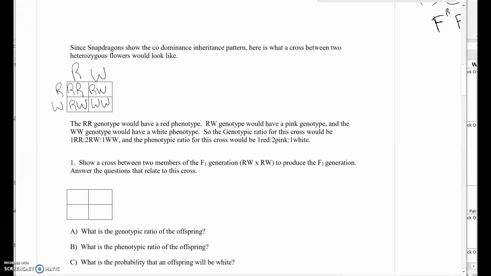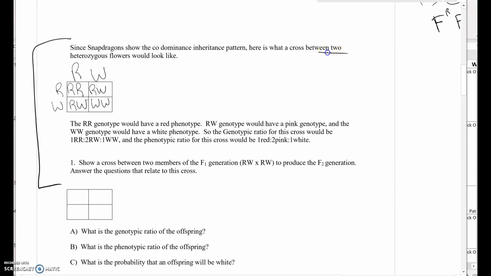This video will review the answers to the codominance worksheet. So our example up above here showed how this inheritance pattern works. We do these Punnett squares exactly like we did Mendelian inheritance patterns, except now we have two alleles that are both dominant, so our heterozygous individuals will have a new phenotype.